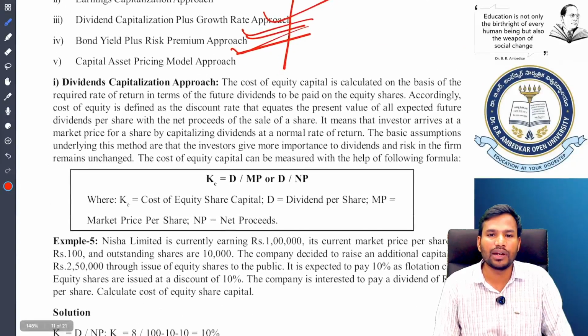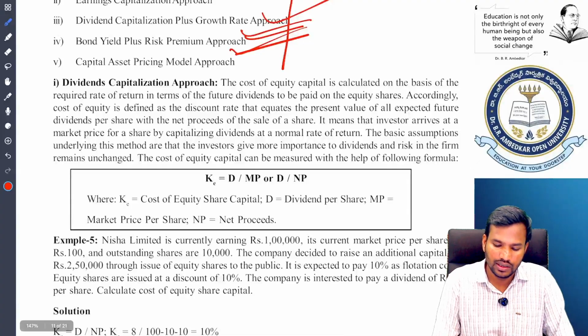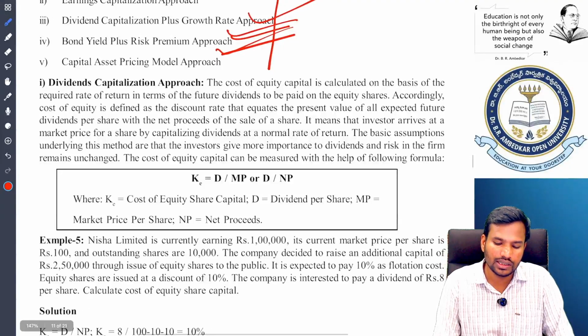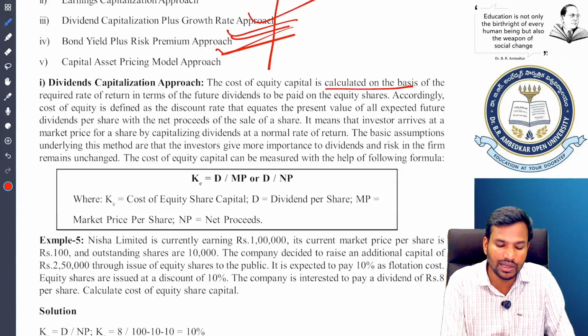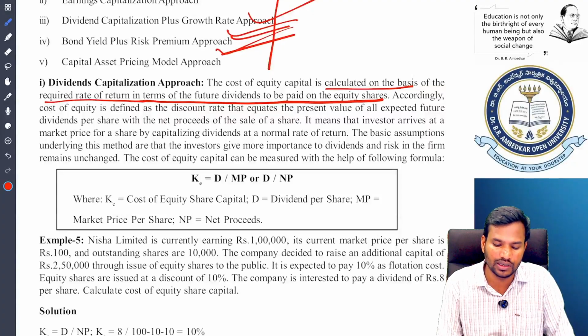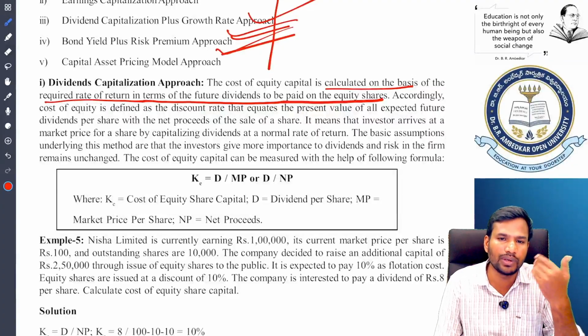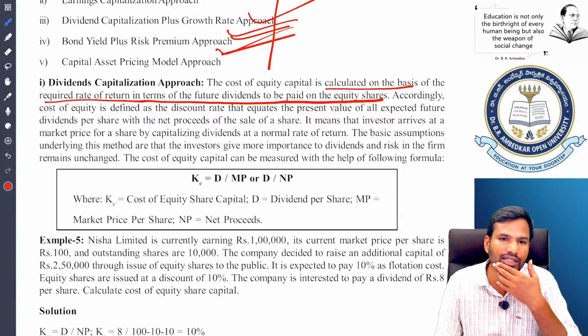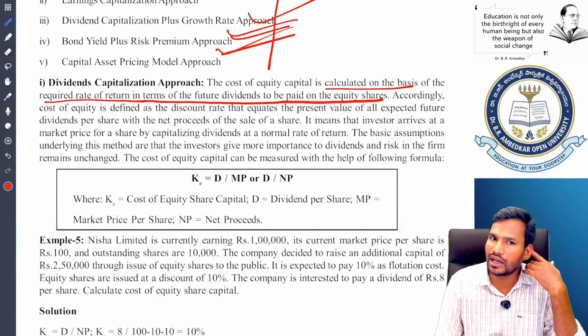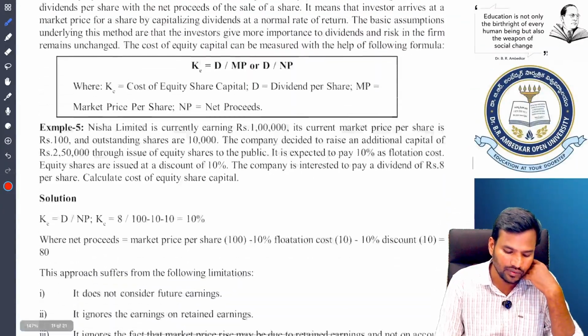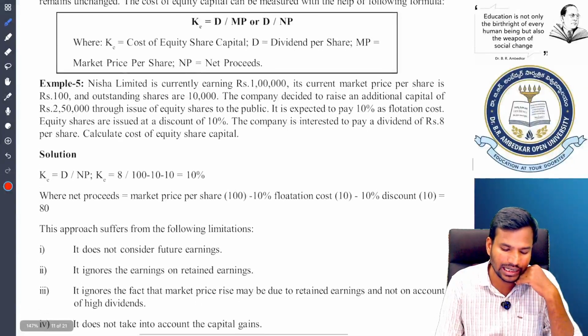Dividend capitalization model. Dividend capitalization means, how can we calculate? The cost of equity capital is calculated on the basis of the required rate of return in terms of future dividends to be paid on equity shares. On the basis of how the company pays the dividend, on that basis we can calculate the cost of the equity. See, with one example we can easily calculate.